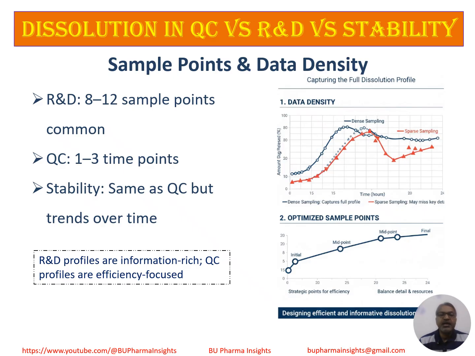In stability, the same time points as QC are used, but the focus is on trending results over time, not adding more samples. So remember, R&D rich profiles for learning, QC minimal points for efficiency, stability same points tracked over shelf life. The purpose of testing defines the sampling depth.